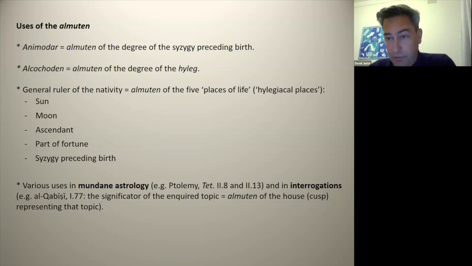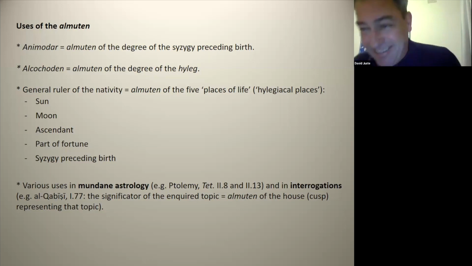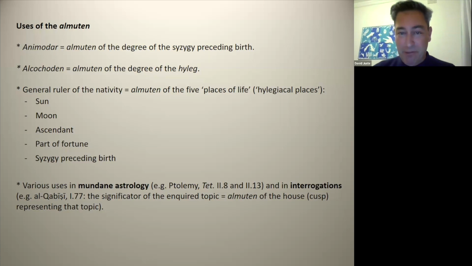Second, if you want to determine the Alcocoden, that's a significator that allows you to estimate the length of the life of the native. The Alcocoden is in fact the Almuten of the degree of the Hyleg. Okay, I'm sorry for the proliferation of technical terms, but I assume that many of you in the audience know what I am talking about. If not, I would say it doesn't matter too much.